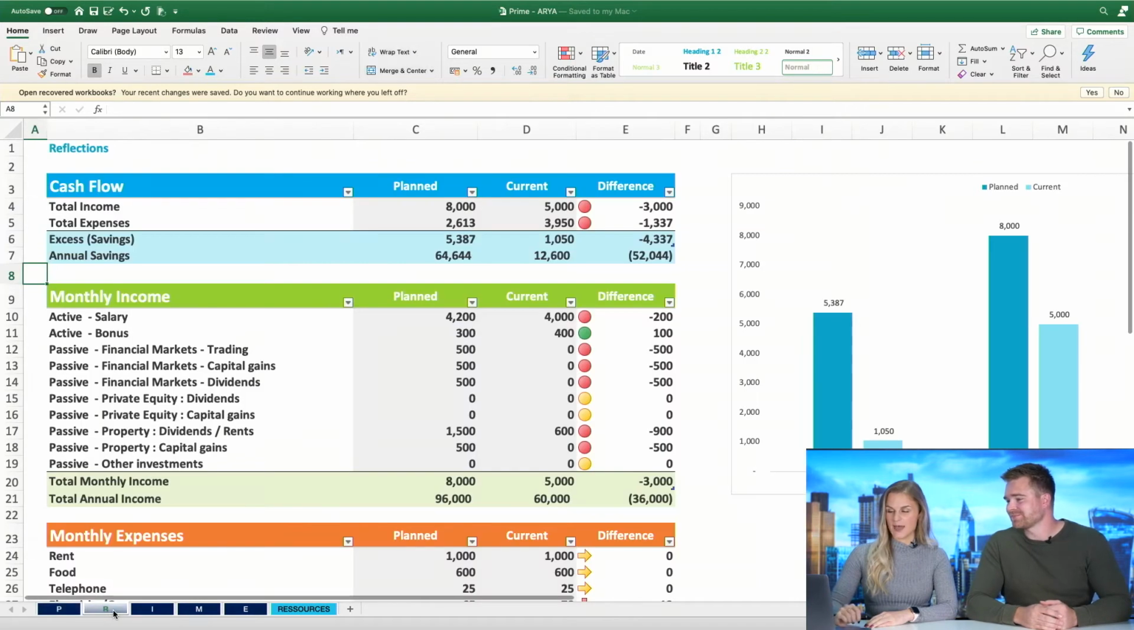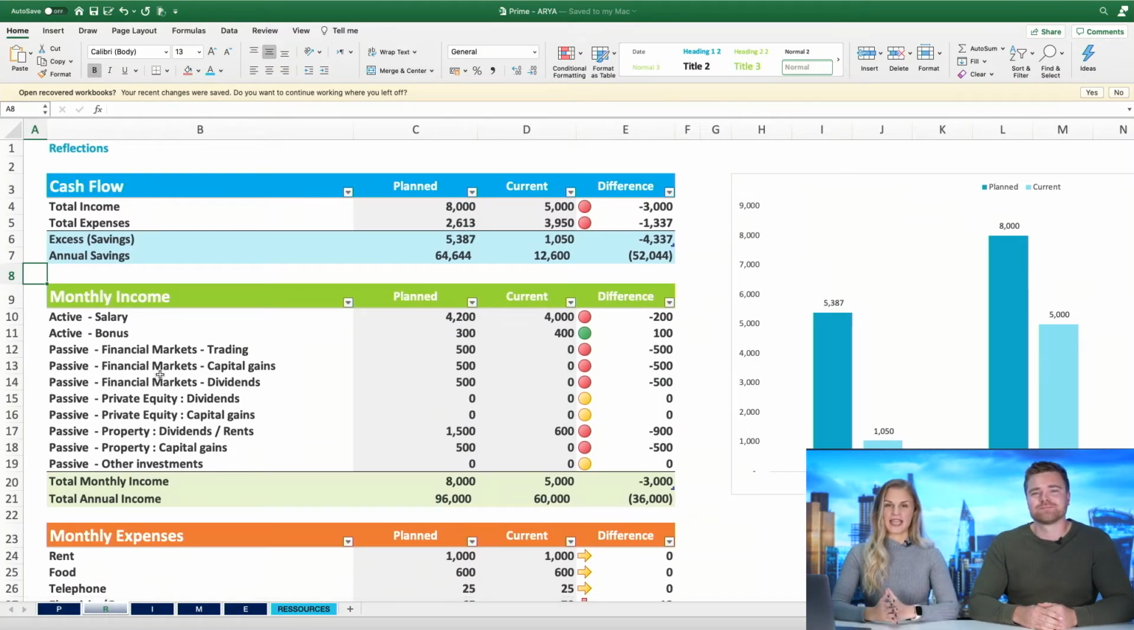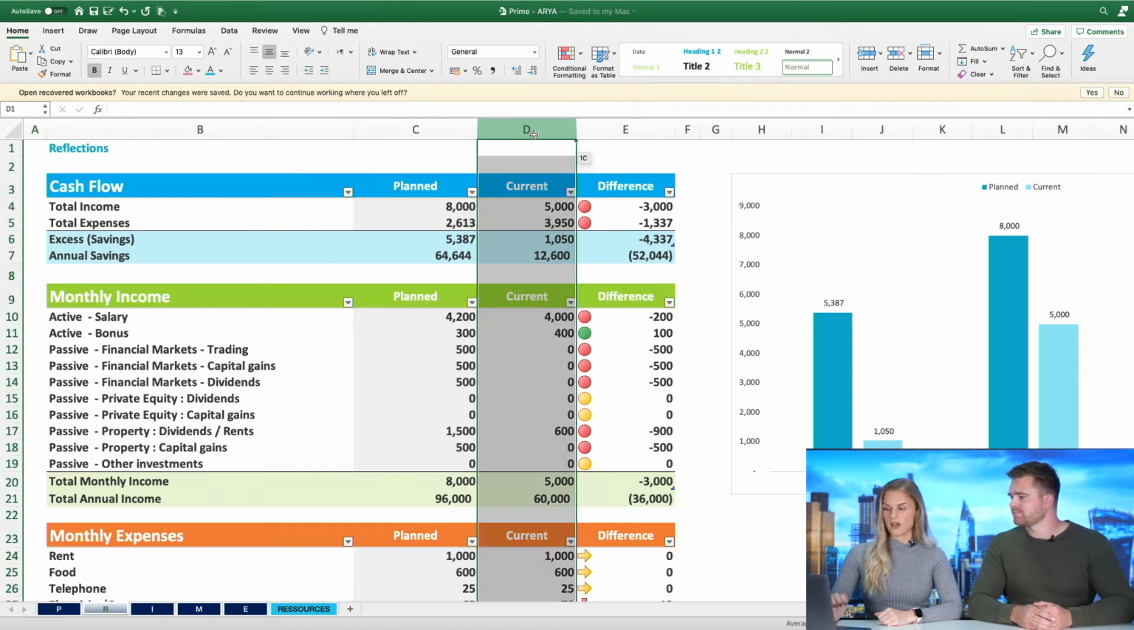Let's go to tab R. So here we have our reflections. Now, we've had a quick talk about the actions you can take in order to achieve the target goal that we had set in the previous tab. Correct. So here we're going to break it down. First of all, we have our cash flow. This is our total income and our total expenses. Here we have our current column, and here we have our planned column.